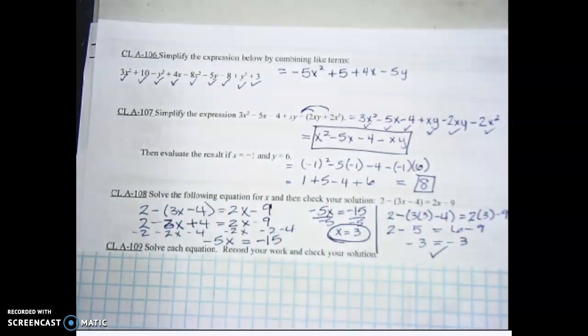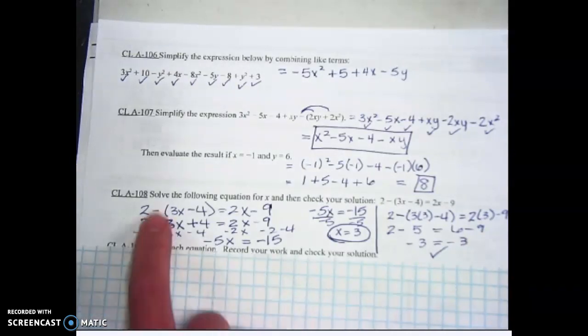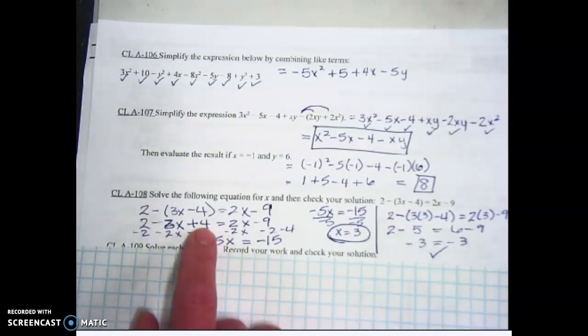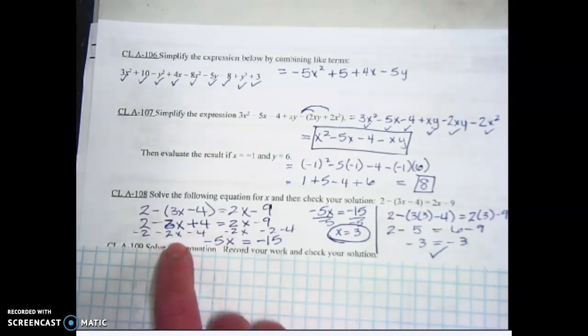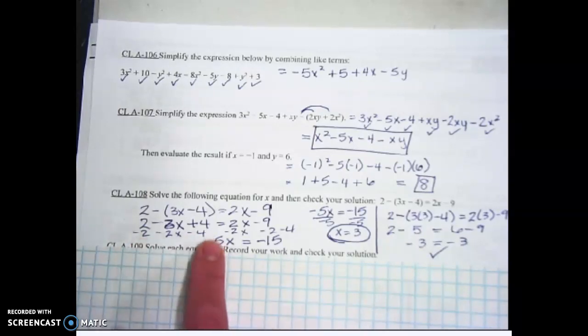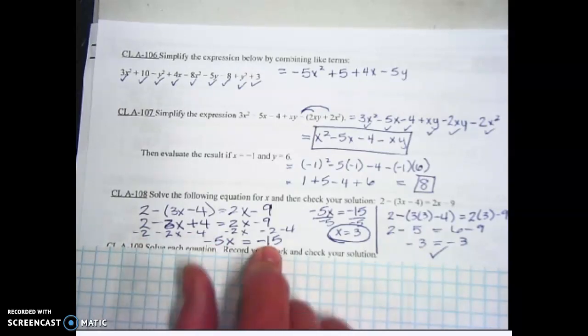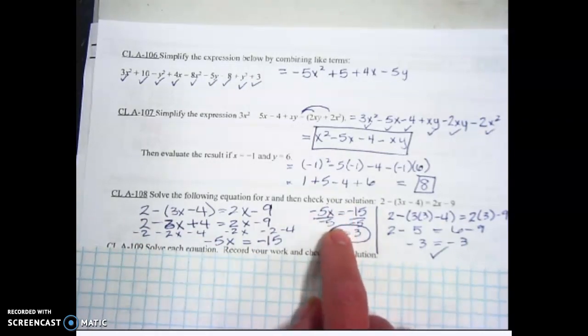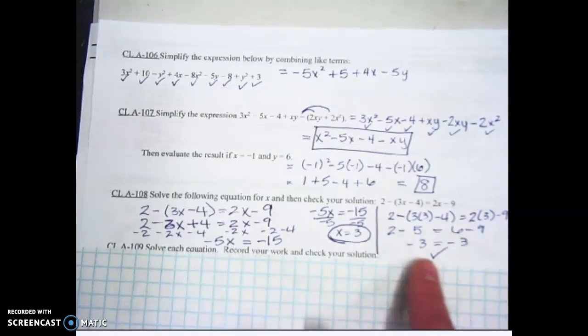Jumping down to 108, solve the following equation for x and check your solution. So I distributed that negative sign out front, so I got 2 minus 3x plus 4. So I subtracted 2x from both sides. I also subtracted 2 and subtracted 4, so I got negative 5x equals negative 15. Divide both sides by negative 5, which makes that positive 3. Then if you plug the 3 back in, you're going to notice that you get negative 3 equals negative 3.